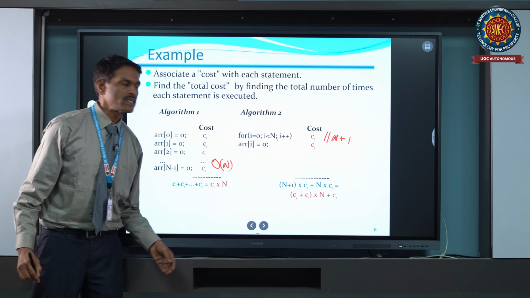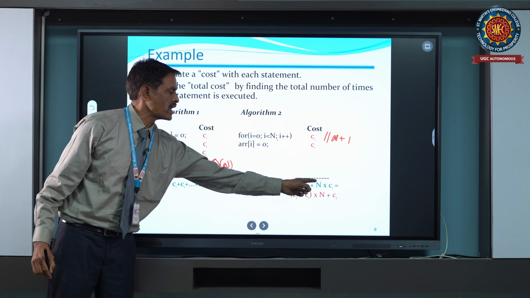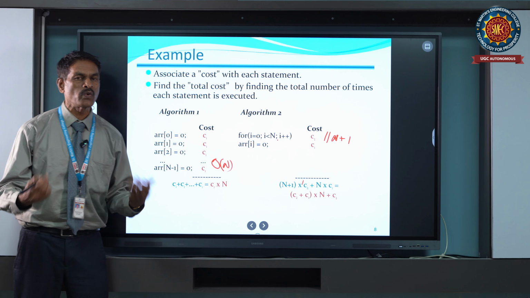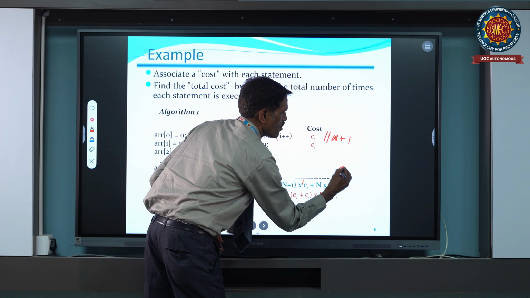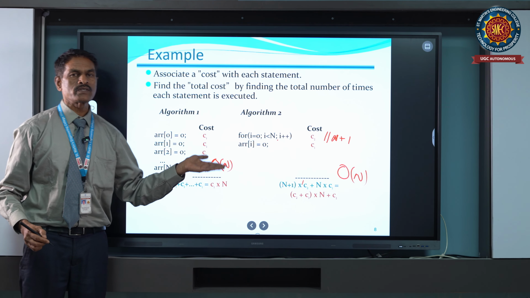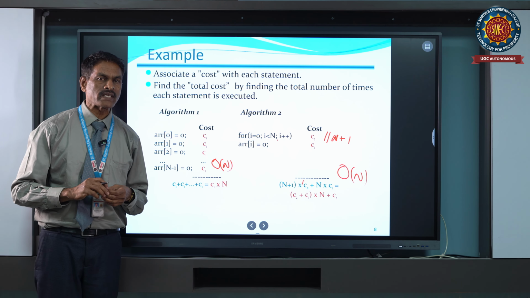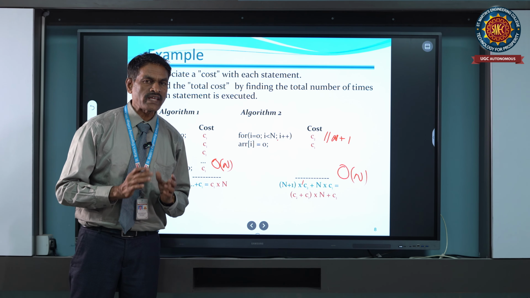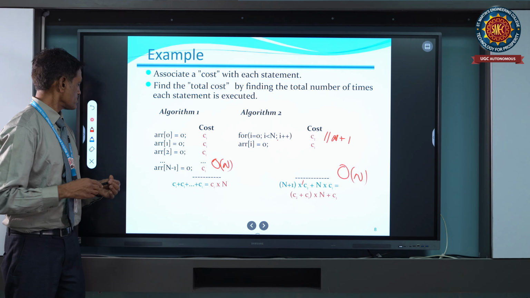So the total value here is n plus 1 and n. Which is the maximum one? 2n, and that n is the maximum one, so we use big O of n. That purpose, for time complexity, we are using the algorithms with asymptotic notation, a mathematical representation in simple terminology, very easy to understand.